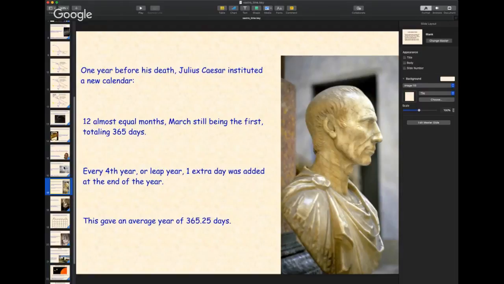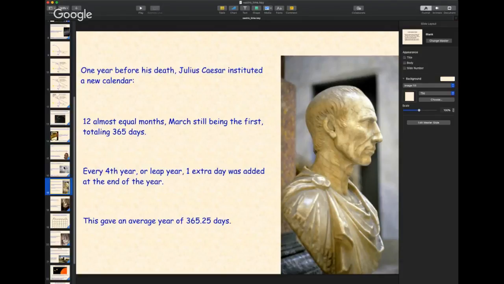So with this sort of randomness of corrections and length of time in the Roman Empire, it was Julius Caesar who imposed some order on the calendar. A year before his death, the Ides of March, Julius Caesar instituted a new calendar across the Roman Empire. So local entities couldn't have their own calendar anymore. We have 12 almost equal months. This is where we start jittering how many days are in a month. March is still the first.